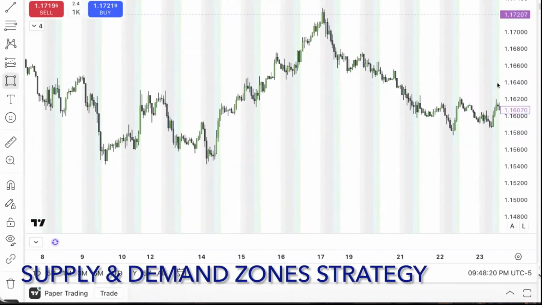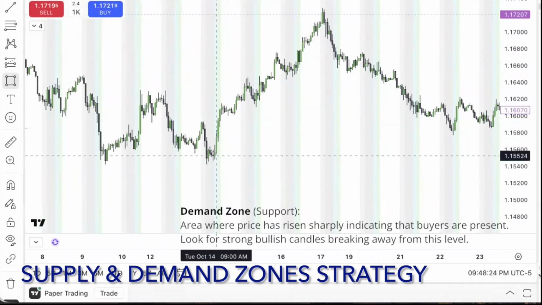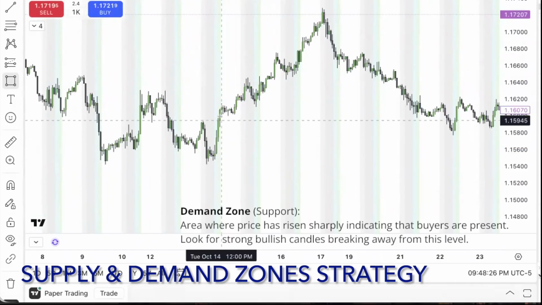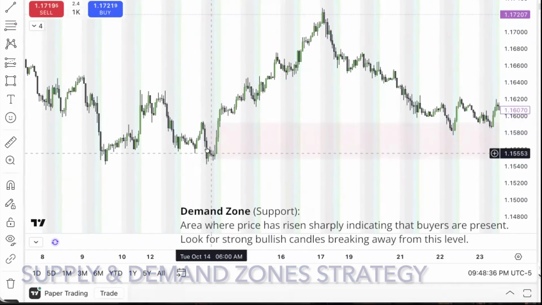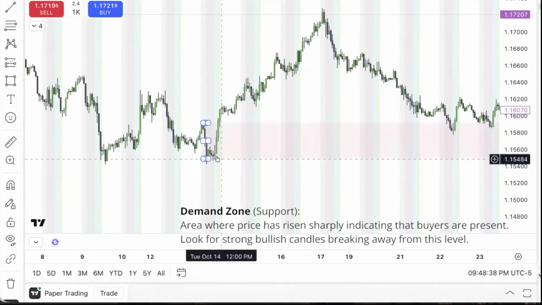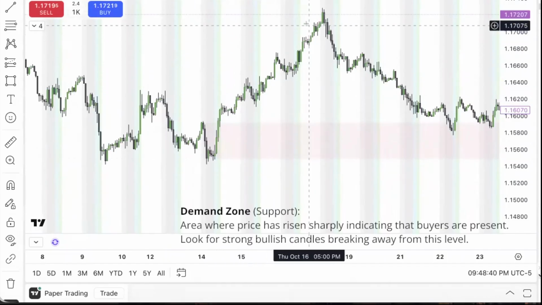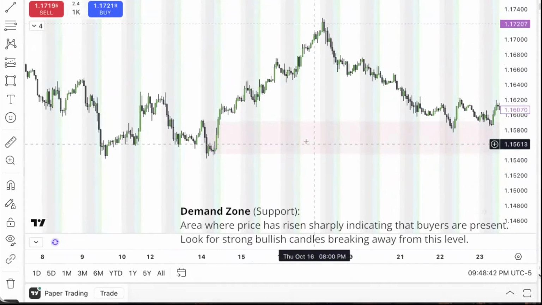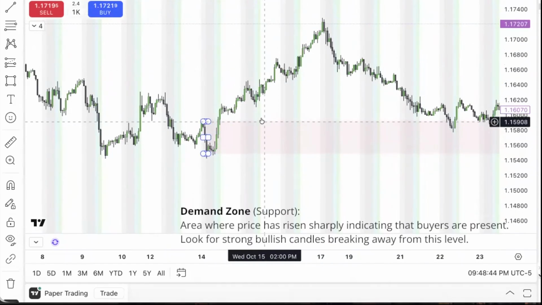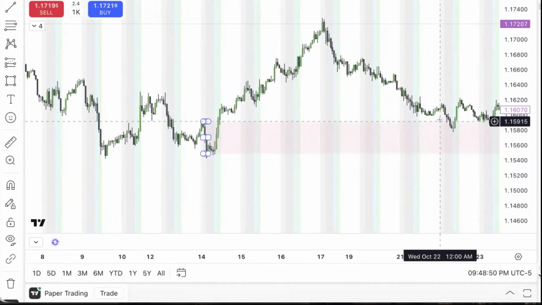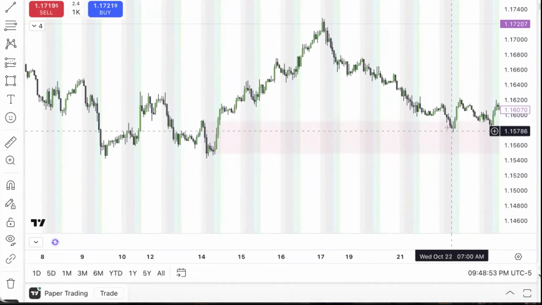All right, and here's a good example of demand. And so we can see there was a strong push away here. So here's the last push down before the strong push up or away. And what you would do is set an alert here and wait for price to tap back into this zone.